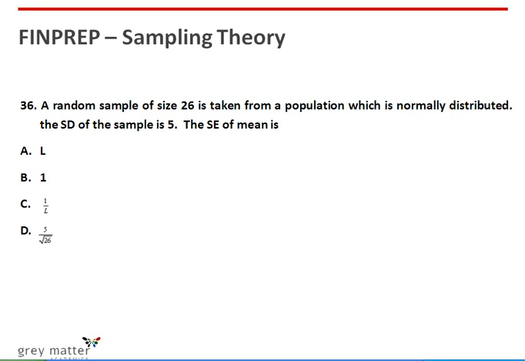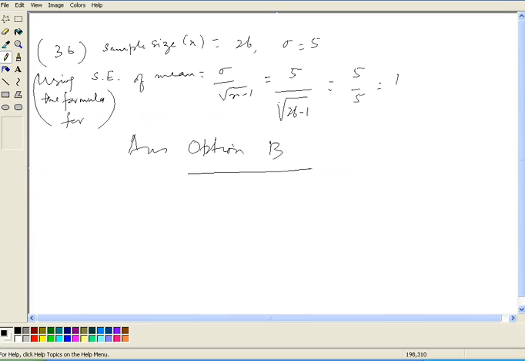36th problem, a random sample of size 26 is taken from a population which is normally distributed. The standard deviation of the sample is 5. The standard error of mean is worked out as follows. The sample size is 26, sigma is given to be 5, that is the standard deviation.